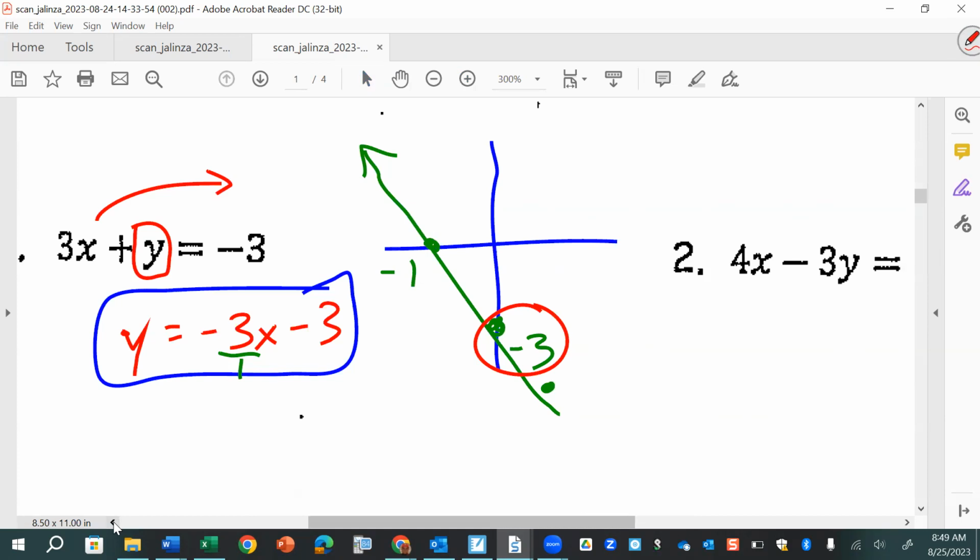Put a dot at y equals -3. Now cover up the y, and what's left? 3x equals -3. What is x equals? Negative 1. And now you just connect the dots. So you never have to make it y equals mx plus b if you can do the cover method. Did you see that? Okay. Good enough.